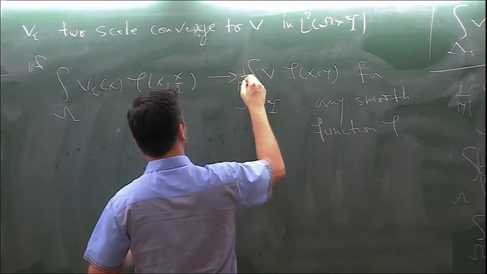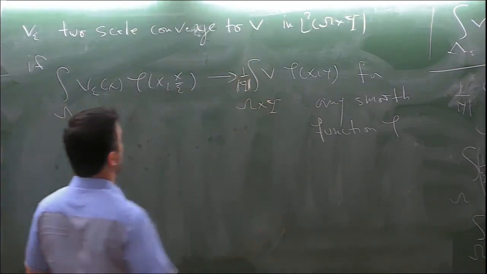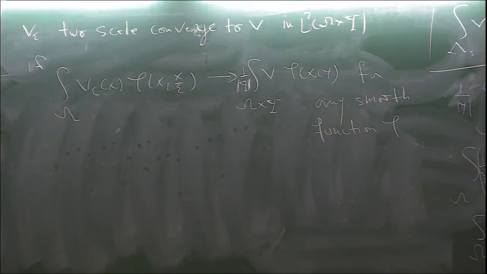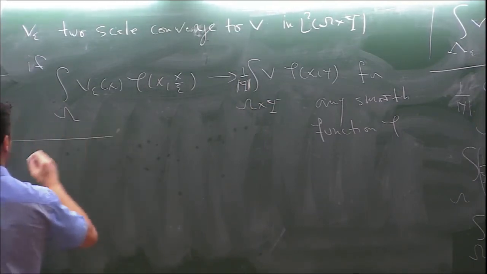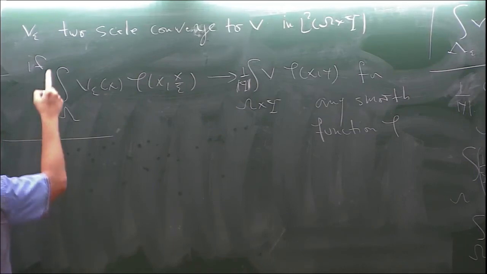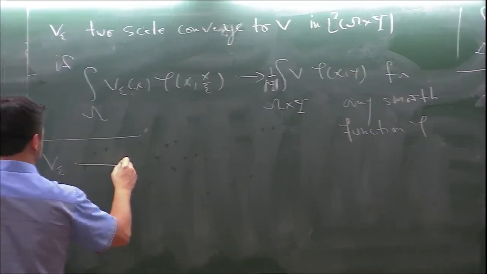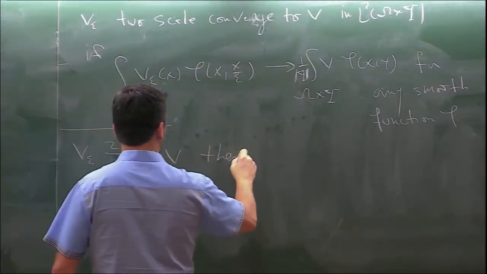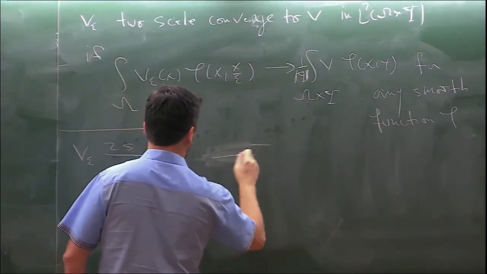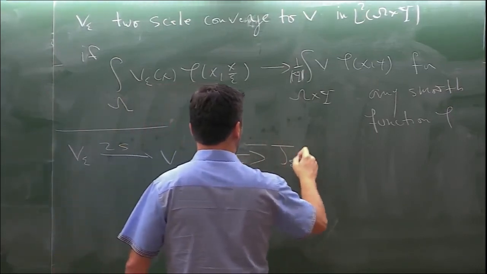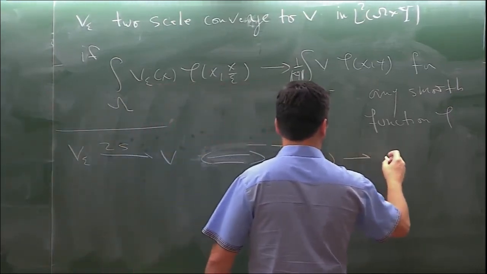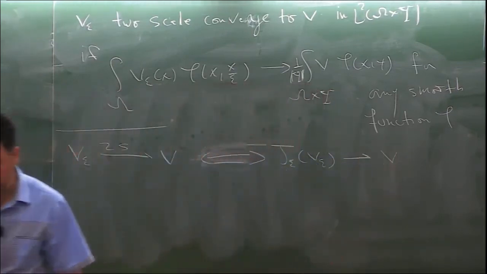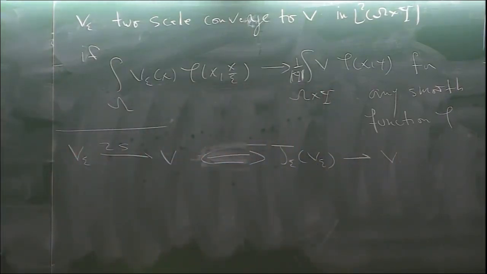And if Y is general, not the unit cube, it is the general cell. So this is two-scale convergence, and now we want to see what is the relation between the unfolding and two-scale, and the claim is that they are equivalent. So that is, if v epsilon two-scale converges to v, then this is equivalent to T epsilon of v epsilon weakly converging to v, in the unfolding sense. Okay.